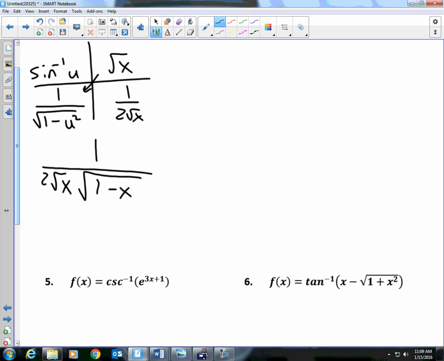Now, I will accept that on the test, but I'm guessing that your book or the AP exam would not leave the answer like that. What do you think it would do? Yeah, because a square root times square root, we can multiply the radicands together. So you get 1 over 2 roots of, I'm sorry, it's an x. So we have 2 times the square root of x minus x squared. That's probably how they would write it. It's hard to know for sure.